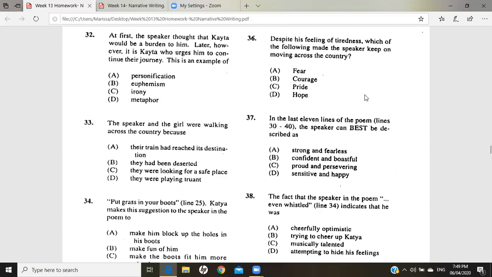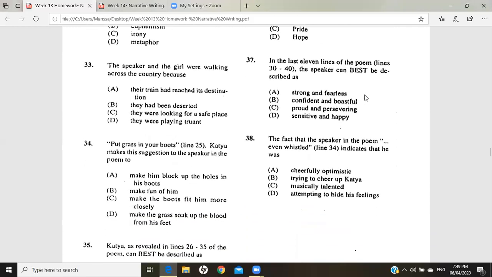I had C. Yes, the answer is C. He was proud, but he was persevering because he wanted to continue with the journey. 38 says, the fact that the speaker in the poem even whistled indicates that he was... So why did he whistle? To hide his feelings? Yeah, he attempted to hide his feelings. So the answer was D.